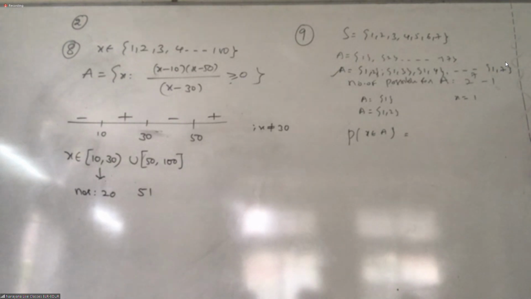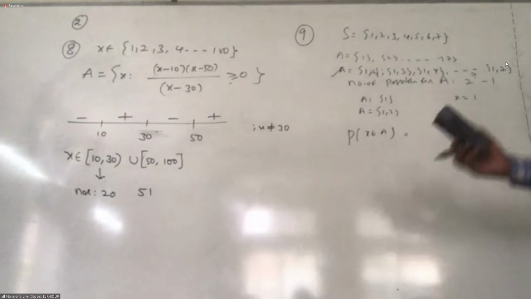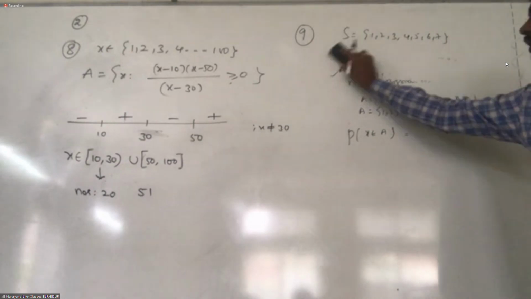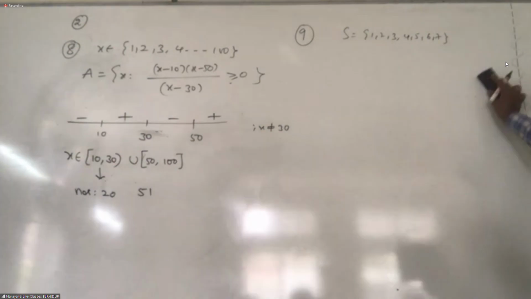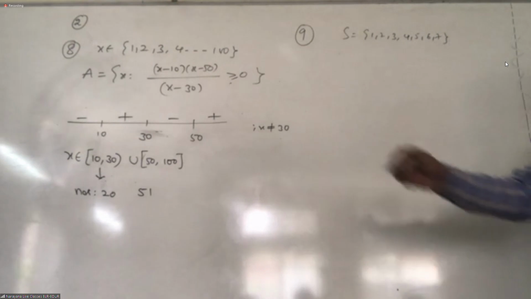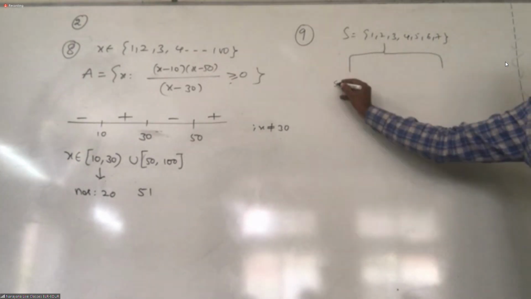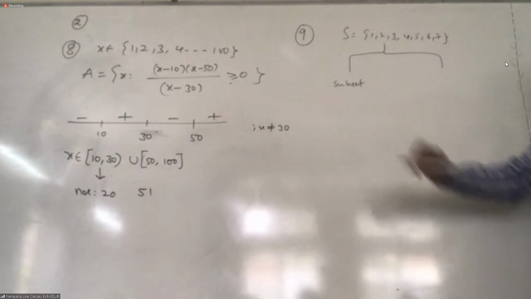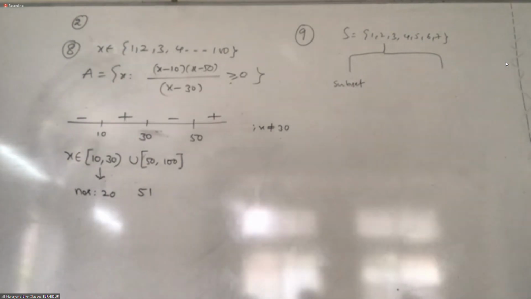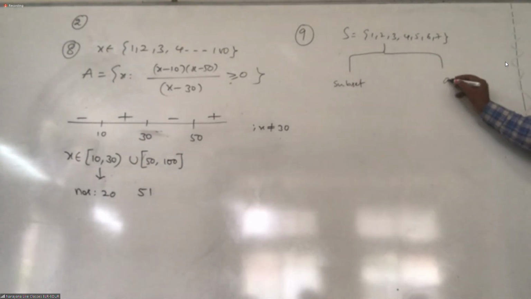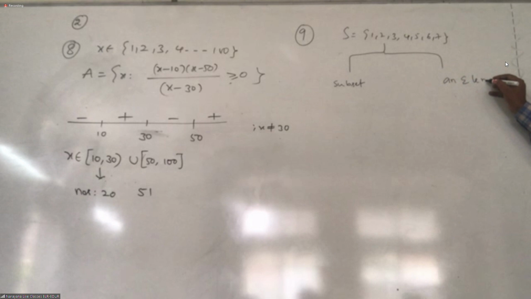X? No, X is from that set S. What they are saying, I think, see, try to understand the point. From this S, we need to draw 2 things. One is a subset. One more thing is an element. These 2 we need to draw now.